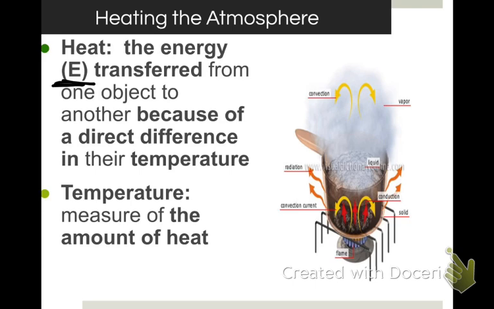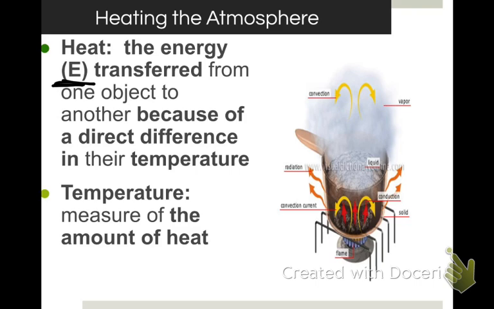So if something is really, really hot, obviously that means there is more heat, which you could also say that object has more energy. And if something is really cold, there's less heat, or you could even say that object has less energy. So heat is just energy. That's another way to look at it, especially when you get to chemistry. You're going to look at that a lot.